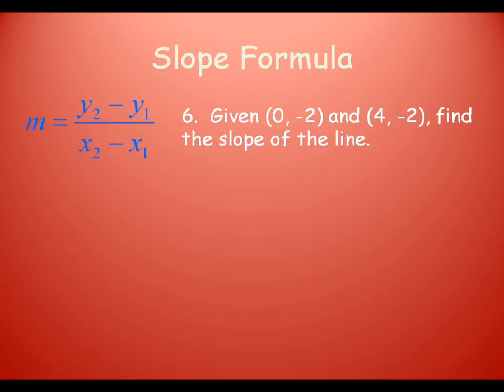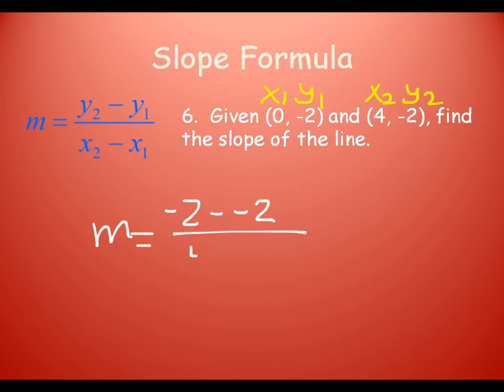I want to find the slope between these 2 points. Again, you just have to pick one of them to be the first x and the first y, and the other one to be the second x and the second y. So if I took what the slope formula says, I take the second y minus the first y divided by the second x minus the first x. Double negative here becomes a plus. Negative 2 plus 2, 0. 4 minus 0, 4. Well, what's 0 cut into 4 parts?